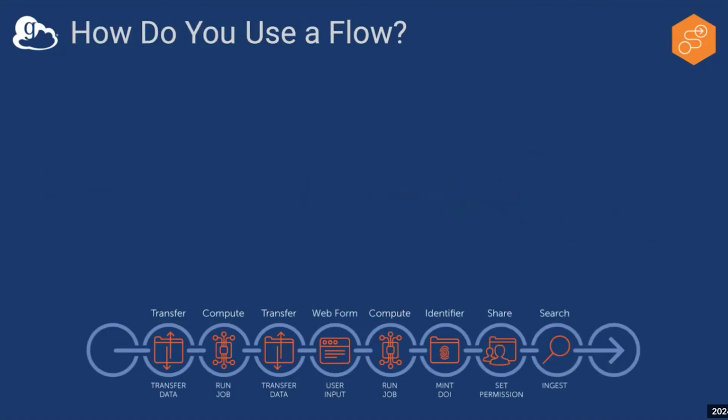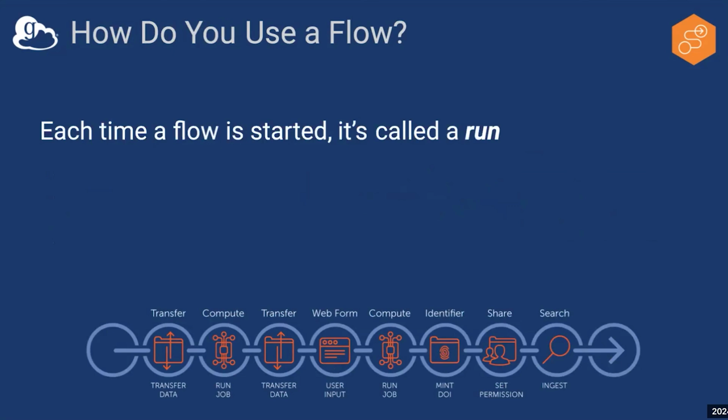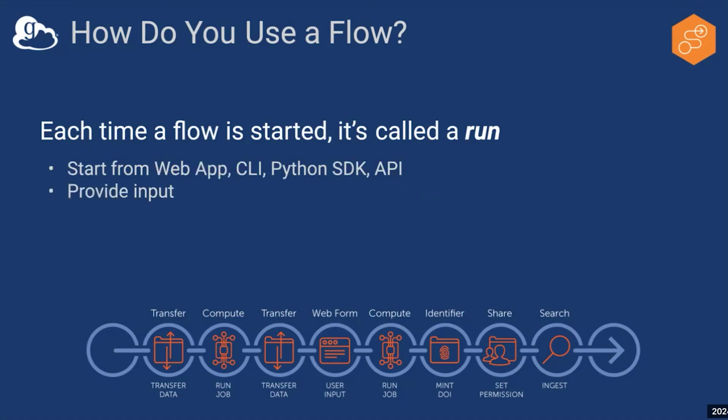How do you use it? Each time a flow is executed, we call this a run. You can start new runs from, and I'm going to keep repeating this, the web app, from the CLI, from the Python SDK, and using the REST API. And so a lot of different ways to launch these things and interact with it. Each of these runs accepts input and then performs a series of actions in response.